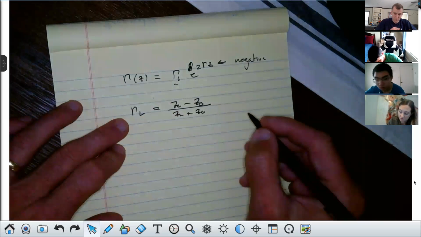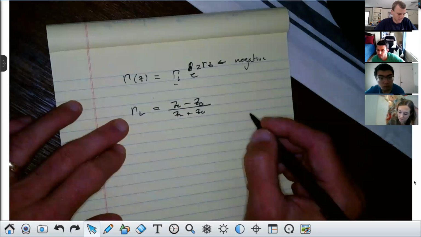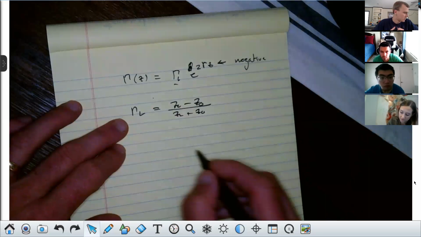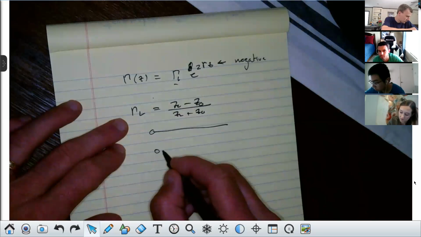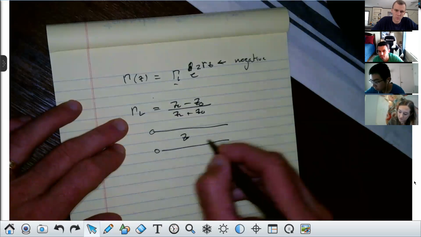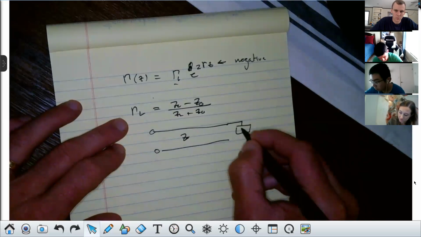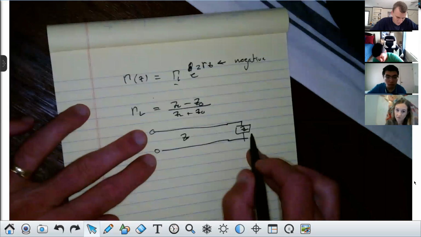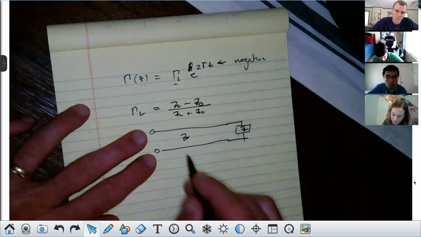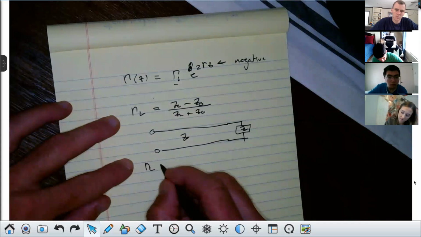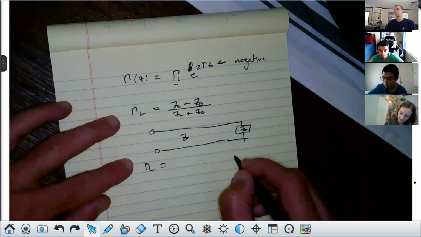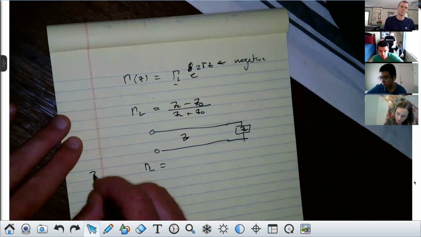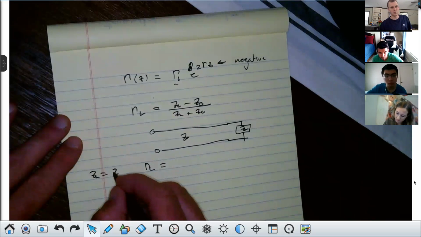This is the definition. I'm gonna make some comments about this. If you have a transmission line, and here's my load, and I'm taking a look at how much is going to be reflected off that, well, what's the value of gamma L if I have Z load equals Z naught, the characteristic impedance? What is it?